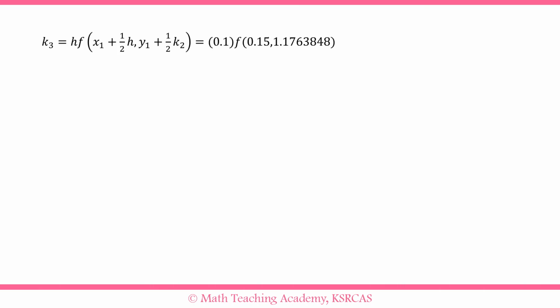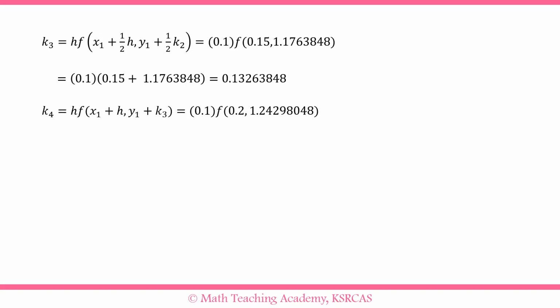Next to find K3 value. So K3 equal to formula h into f of x1 plus h by 2 comma y1 plus k2 by 2. Substitute h value 0.1 into f of x1 plus h by 2 is 0.15 and y1 plus k2 by 2 is 1.1763848. So 0.1 into, this is the form of f of x comma y, x value is 0.15 plus y value is 1.1763848. So the final answer is 0.132638848.